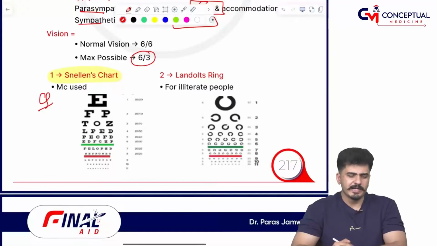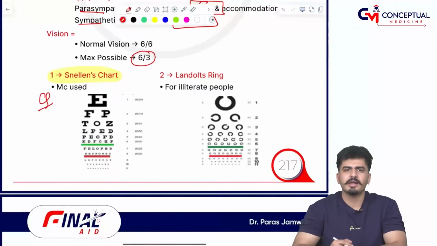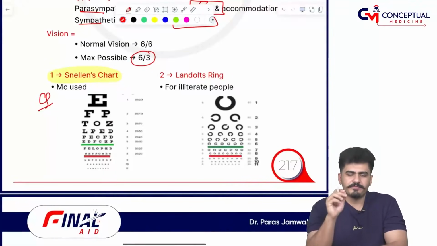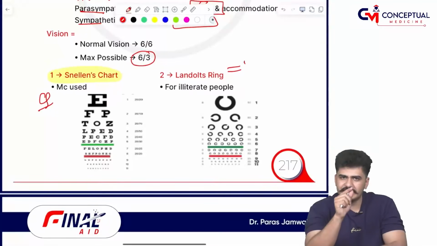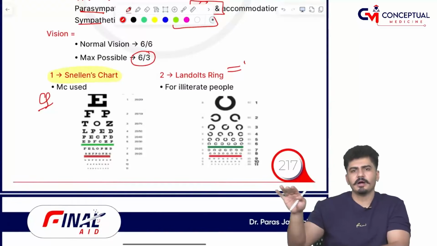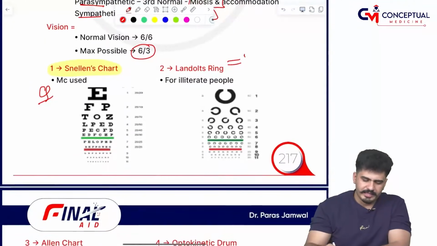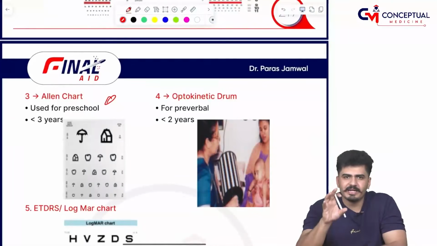Then for illiterate people, sir, we have Landolt's ring. Illiterate people don't know how to read. For these people, we have a ring, and they tell you where the opening is: up, down, lateral. Then Allen's chart is there for preschool children. They can identify the shapes.